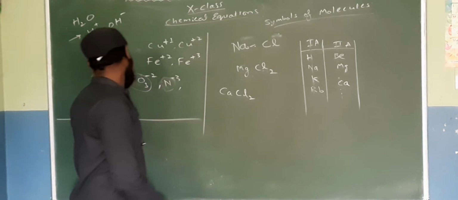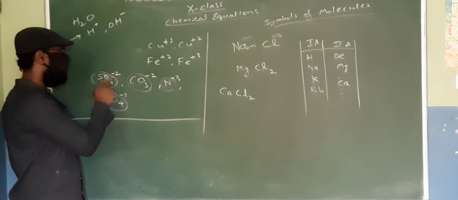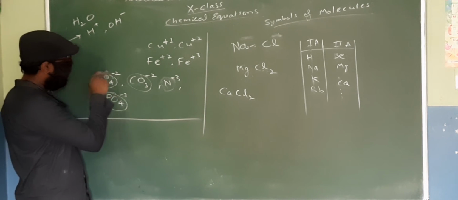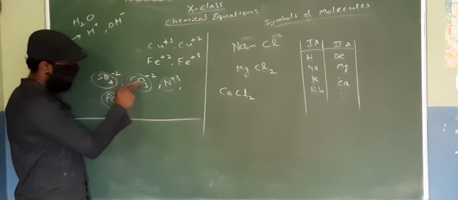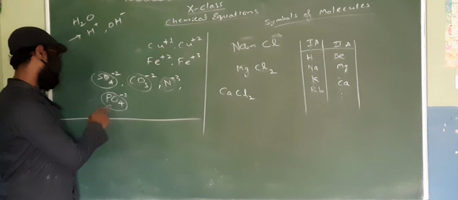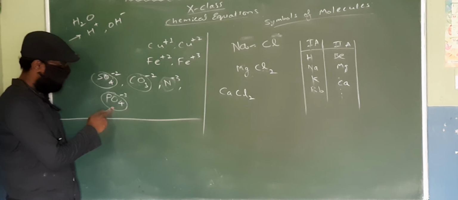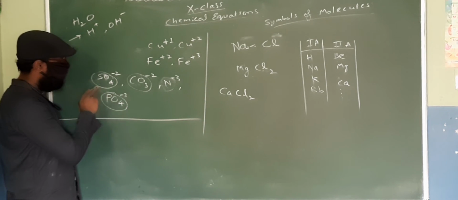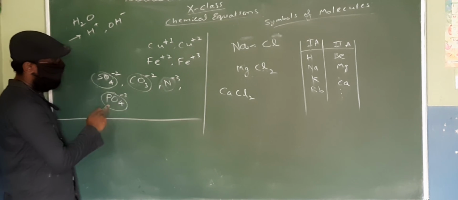Now, look here, we have some more molecules which have charges. SO4 is a molecule which always wants to gain 2 electrons. CO3 is a molecule which always wants to gain 2 electrons. PO4, which is called phosphate, is a molecule which always wants to gain 3 electrons. These are called sulfate, carbonate, phosphate.